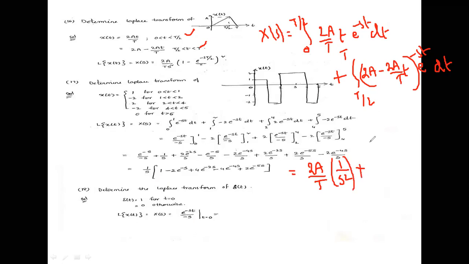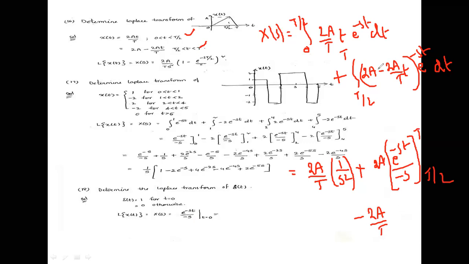For the second integral, we can simplify, that is 2a, because there is no other term here, e power minus st dt. E power minus st dt is e power minus st by minus s, because it is only the one value, with upper limit t and lower limit t by 2. For the second one, minus 2a by t, minus 2a by t, t into e power minus st dt.